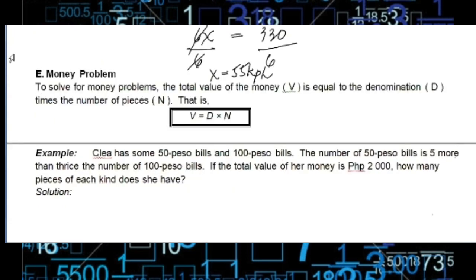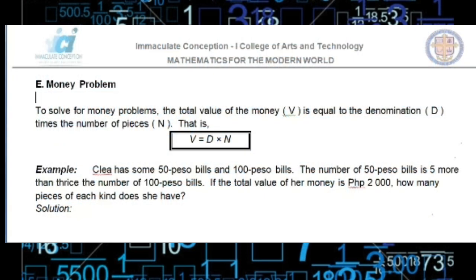O, money problem. To solve for money problems, the total value of the money, or V, is equal to the denomination D times the number of pieces N. That is given by the formula V is equal to Dn.